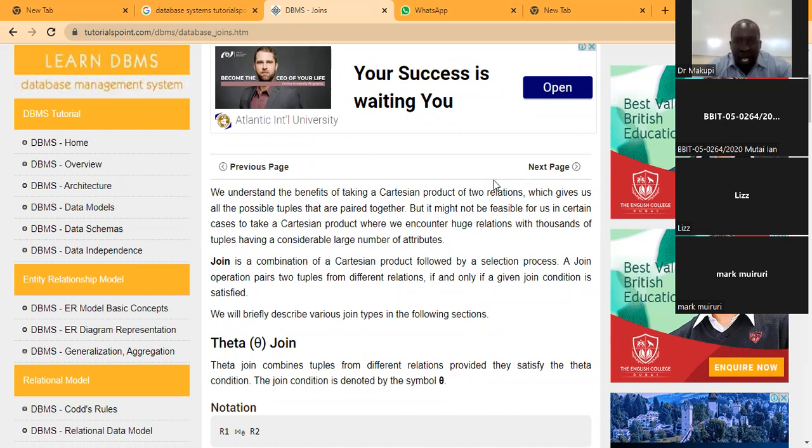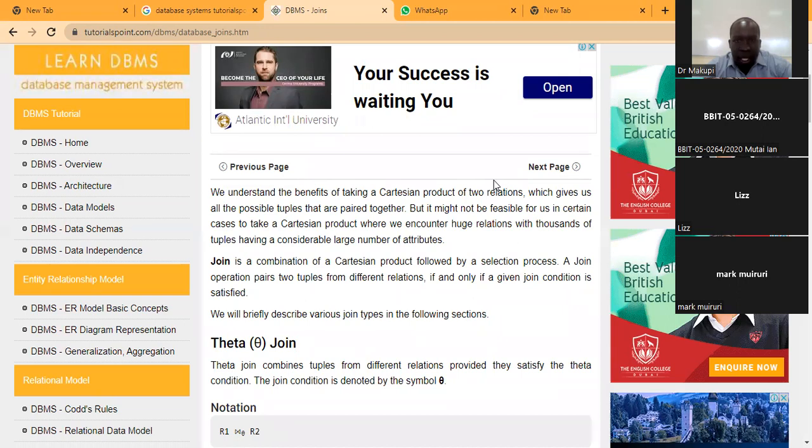especially when you have very huge relations. I know when I talk about a relation at this stage, you understand a relation is a table. A table is a relation, but a table is a column. So when I say it's not feasible in certain cases to take a Cartesian product, I mean when we have huge relations, or very many tables, or certain relations which span thousands of tuples, having a considerably large number of attributes. Sometimes it might be difficult.